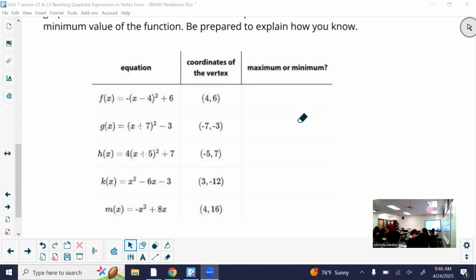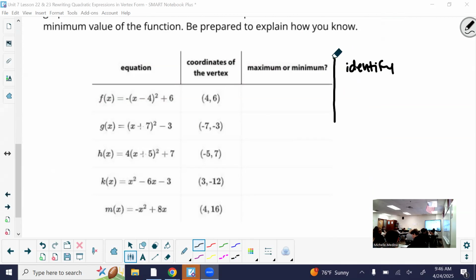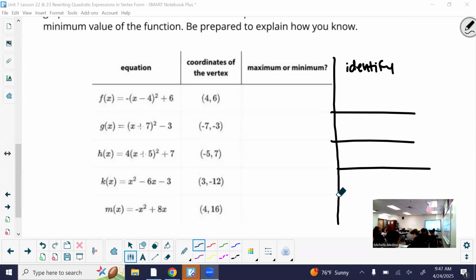So just really quickly for each one, tell me, is it a maximum or a minimum? And then to add to that, I also want you to identify what the minimum or maximum is. So tell me, is it a minimum or maximum? And then we're also going to identify the minimum or maximum for each one.